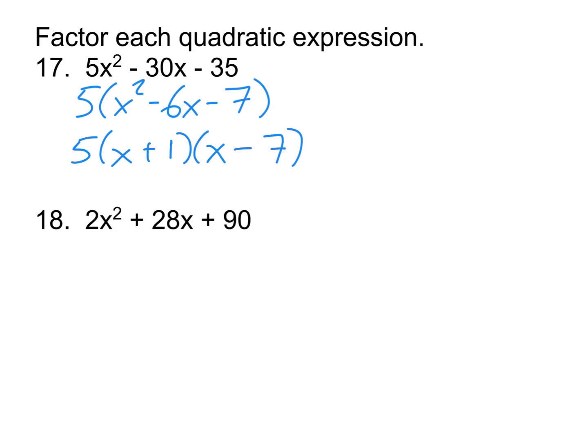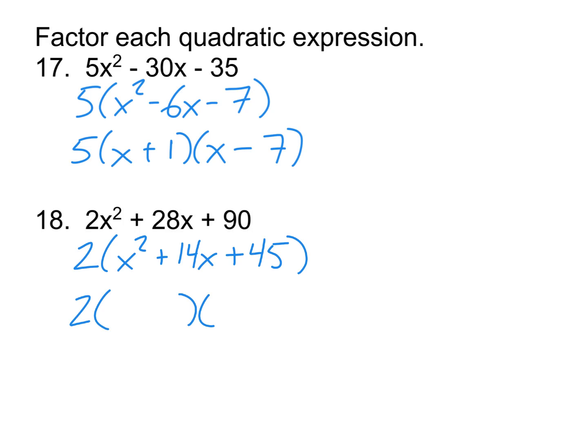Number 18. We first look to see, can I divide everything by the same number? And I can divide them all by 2. So that leaves me with x squared plus 14x plus 45. Divided by 2 is what? Then, I now look inside the parentheses and see what two numbers add to 14 and multiply to 45. And yes, it is possible. It ends up giving us 5 and 9. And so there is the totally factored form for number 18.